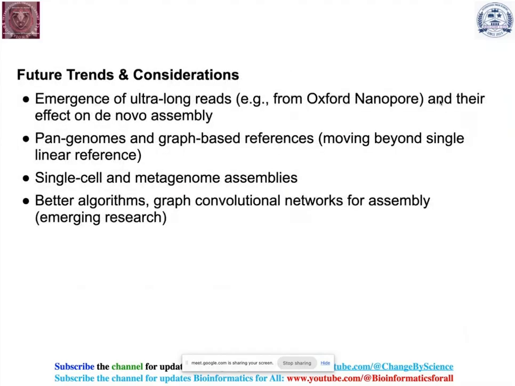Now, future trends and considerations: the emergence of ultra-long reads, for example from Oxford Nanopore, and their effect on de novo assembly; pan-genomes and graph-based references, moving beyond a single linear reference; single-cell and metagenome assemblies; and better algorithms, such as graph convolutional networks for assembly, which is emerging research.